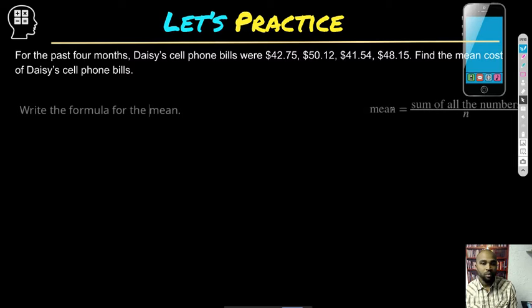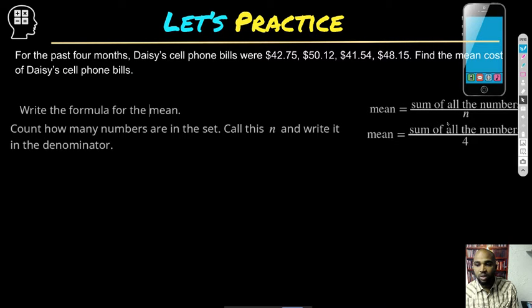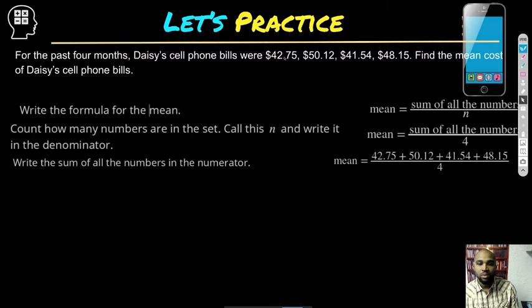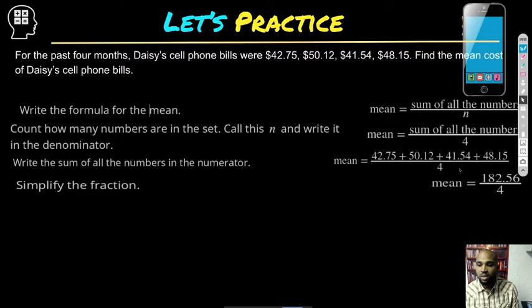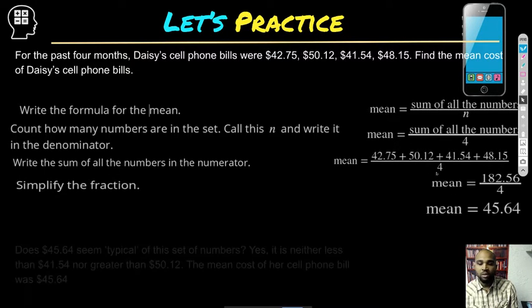So how would we do that? Well, the same way we did the other one. First, we're going to think about the formula or write it down, and we're going to start filling in the pieces we need. We know we have 4 numbers, 1, 2, 3, 4, so we can replace that with n. Then we're going to add up all those numbers. It helps sometimes to put them in order, but you don't have to. You can just add all these up. When you do, you get 182.56. You're going to divide that by how many numbers we have. And when you divide, you get 45.64. And so that's the average bill cost that she has.